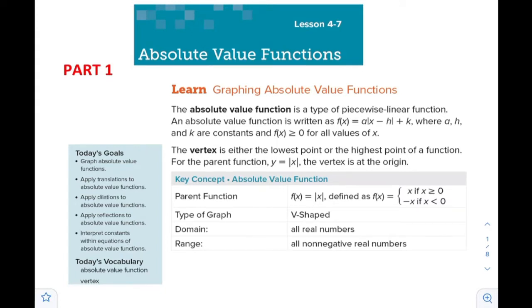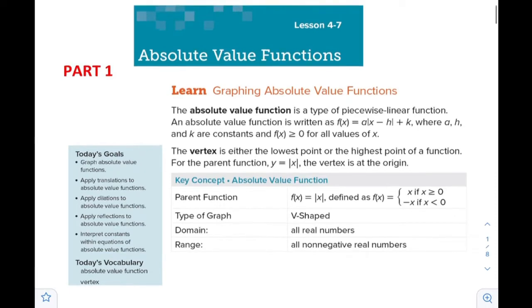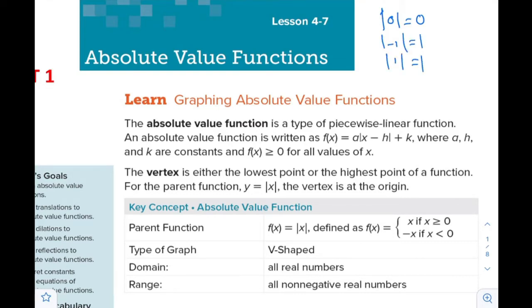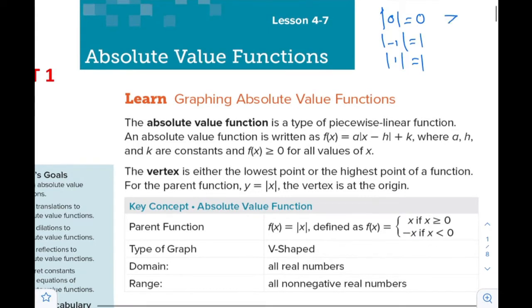How to graph absolute value functions. First, let's remember what the absolute value is. We remember that the absolute value of any value is 0 or positive. Absolute value of 0 is 0. Absolute value of -1 is 1. And absolute value of 1 is 1. So the absolute value is always greater than or equal to 0.